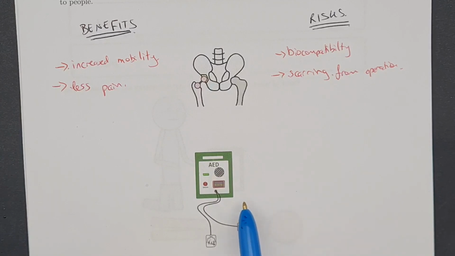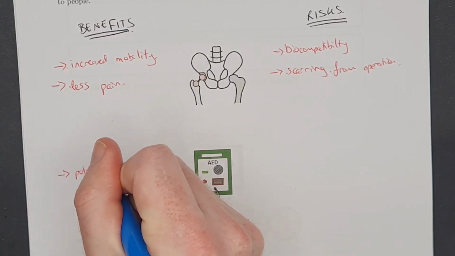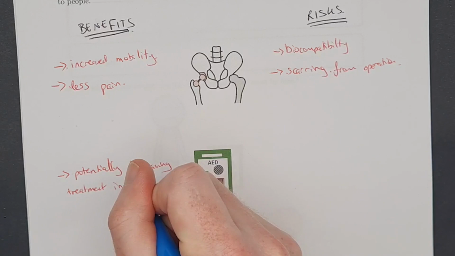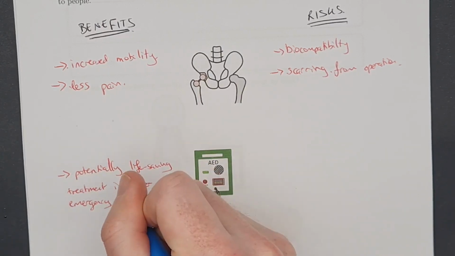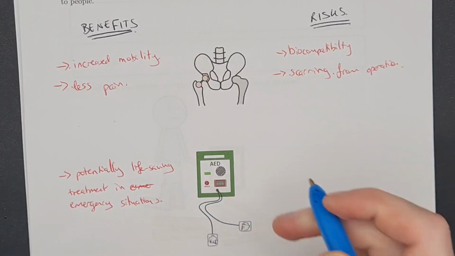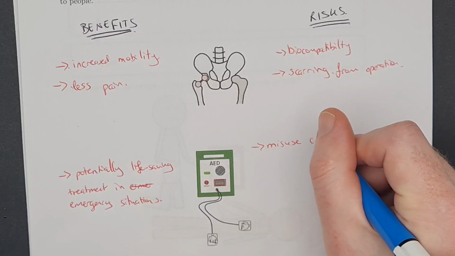As a result, a layperson can find AEDs hopefully in public spaces and use them before emergency services and personnel arrive. Now, the benefit that an AED can offer is that it will potentially offer you life-saving treatment in emergency situations. However, on the other hand, it also poses serious risks, such as misuse. A person could misuse the device, which could lead to cardiac arrest.